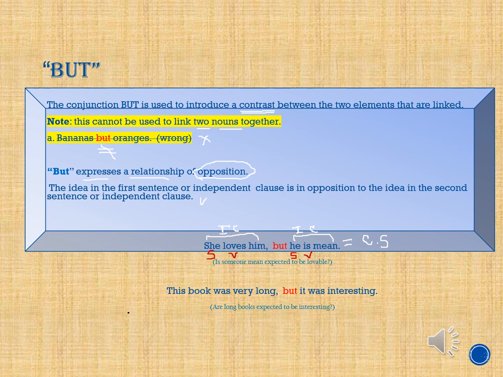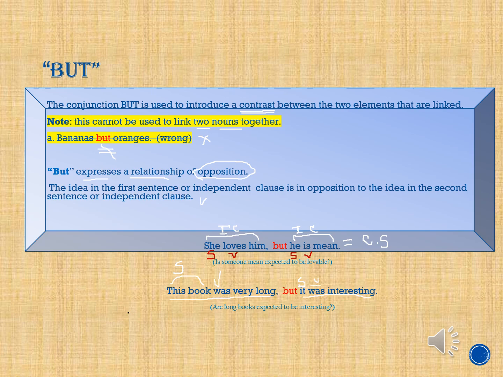Let's take a look at the second example. This book was very long, comma, but it was very interesting. Usually books are long, we get tired reading them, or we get bored reading them, but oh, this book caught this person's attention because it was very interesting. So that's why we use the but.